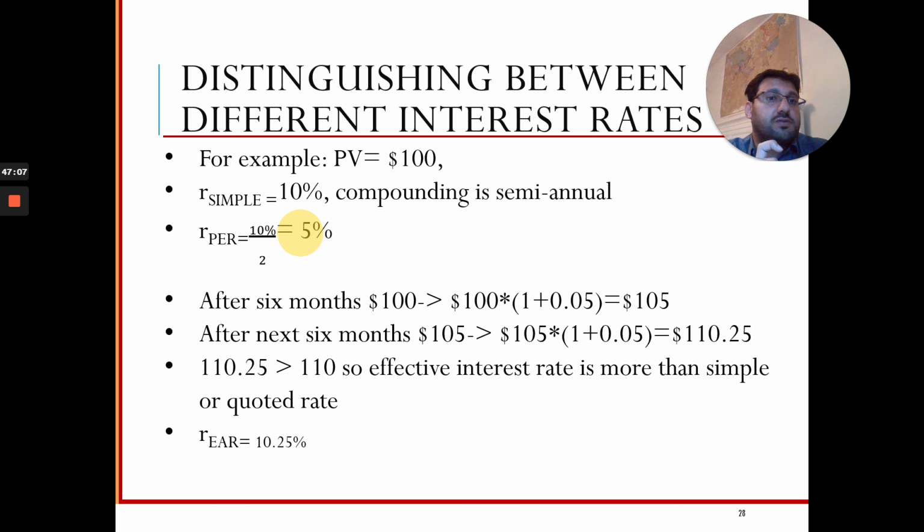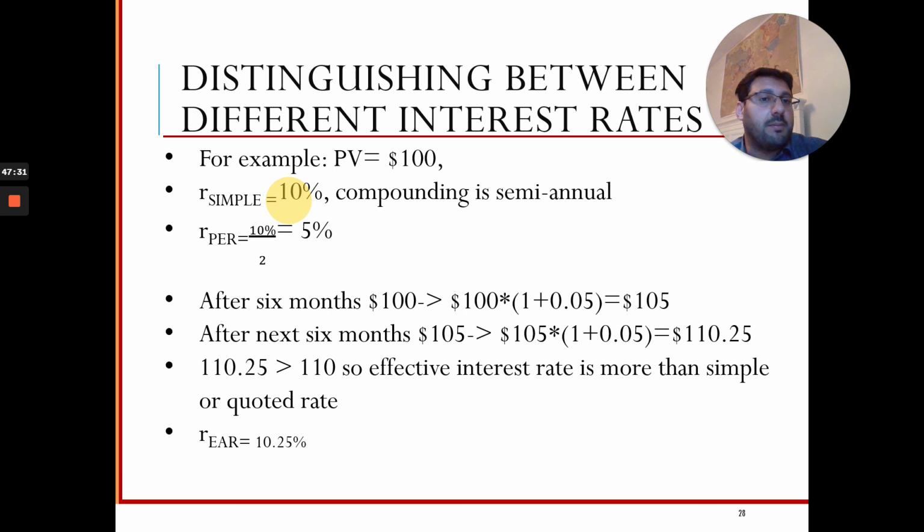Per period interest we actually use for the calculation, whether we are using the formula, the financial calculator, or even Excel. So per period eventually will be used. If the compounding is annual, then you keep using the 10%, because your simple R is equal to the per period R. You keep using this 10%.